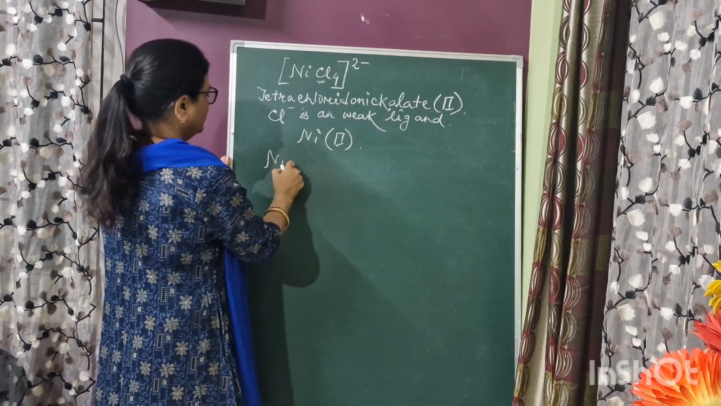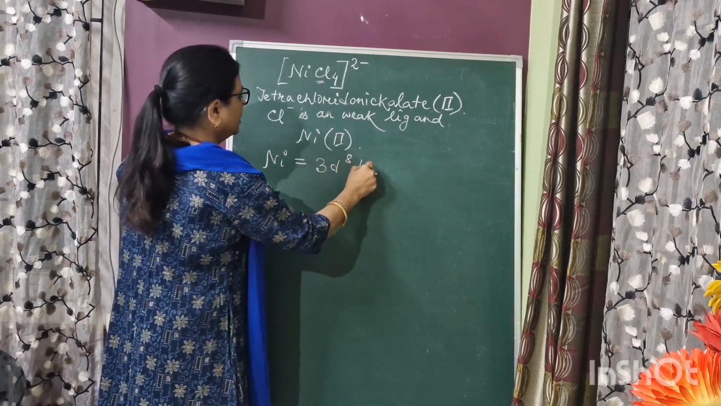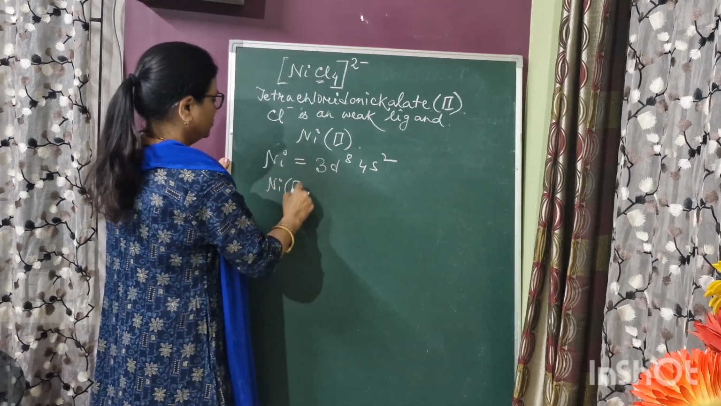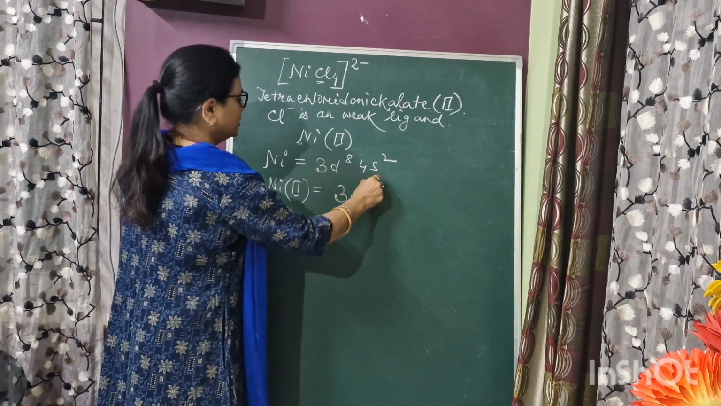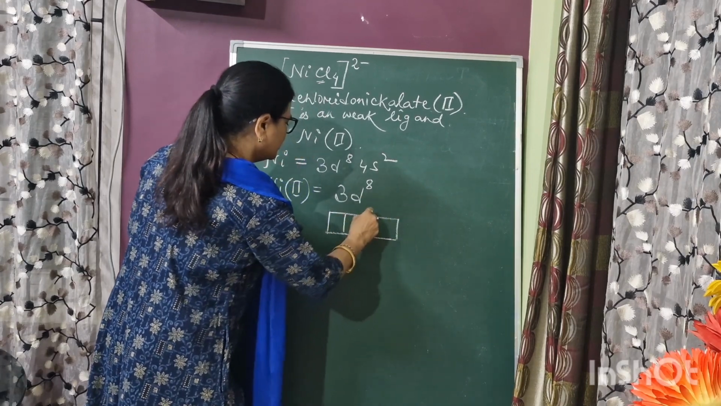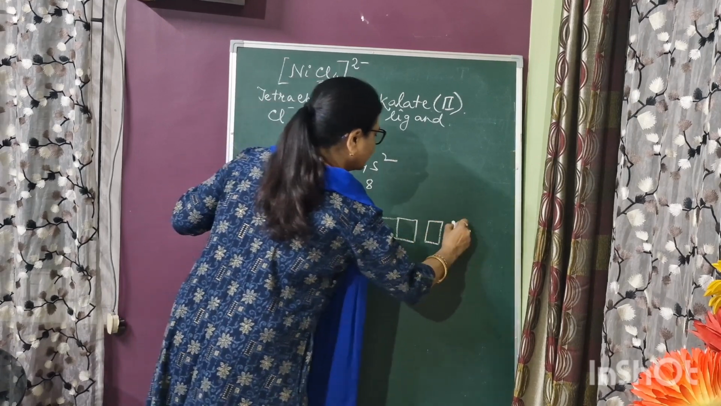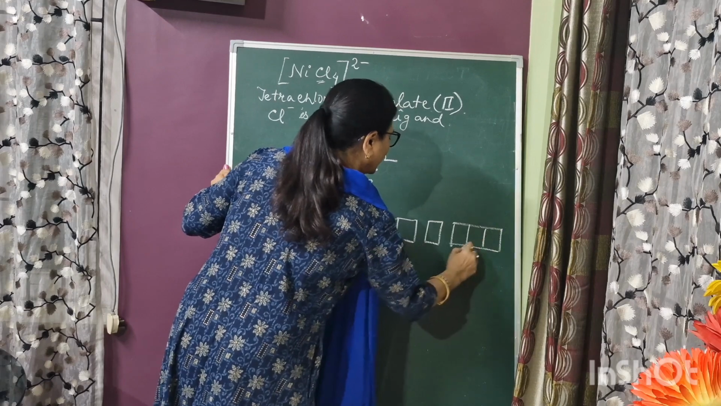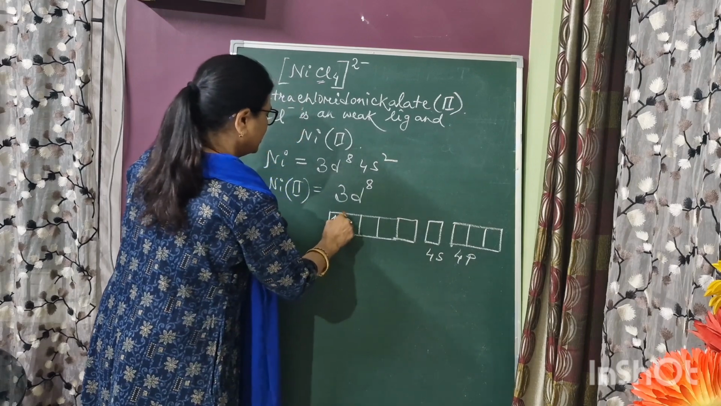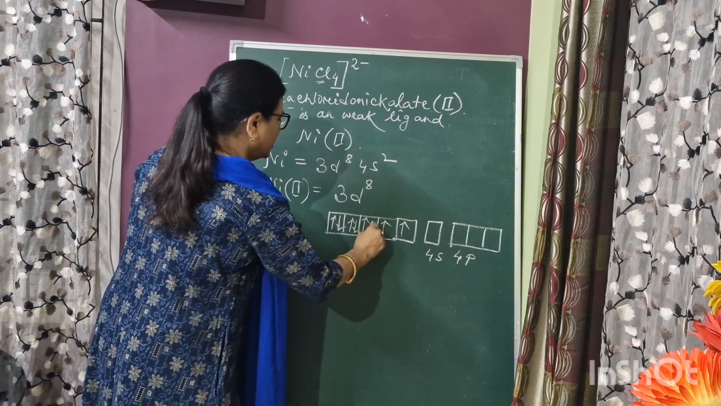That means we know nickel is normally 3d8 4s2. This is the outer electronic configuration. Nickel 2+ has 3d8 electronic configuration. These 4s and 4p are vacant. This is 1, 2, 3, 4, 5, 6, 7, 8.